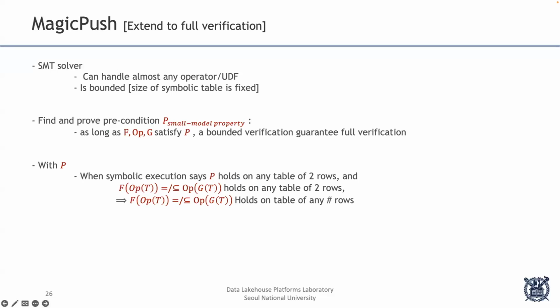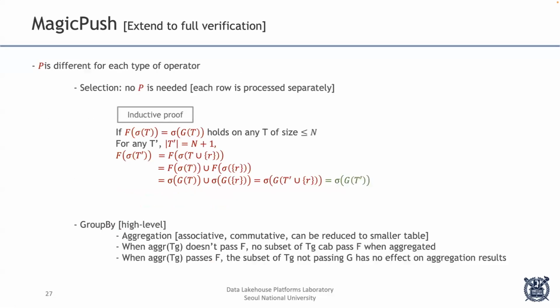And it means that as long as F and OP and G satisfy a certain precondition, a bounded verification can be extended to a full verification of any table of any size. So if we verify P and the pushdown equation on the symbolic table of 2 rows, we can know that the pushdown is correct for a table of any number of rows. So a little bit more on P. Basically, P can lead to an inductive proof.